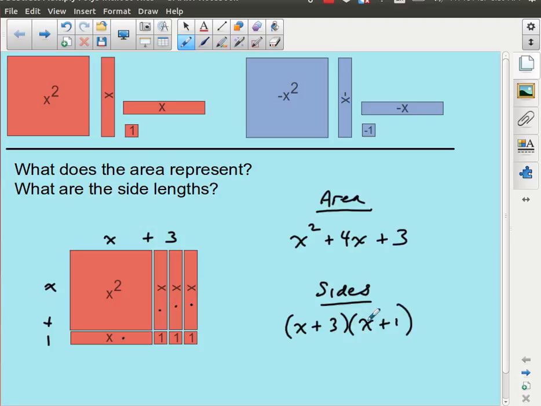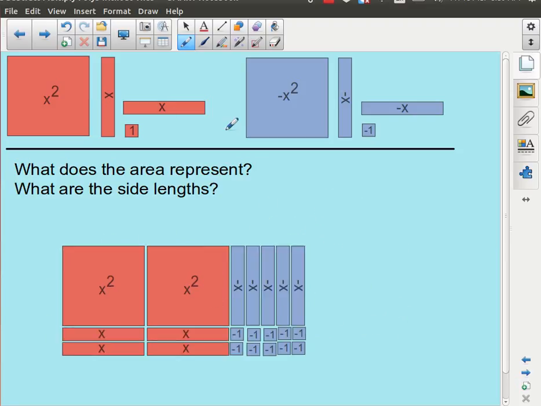And the interesting thing, the reason why algebra tiles are useful to us, is that if we multiply the sides, x plus 3 and x plus 1, together, well, multiplying length times width gives me an area. So these two things are equivalent to each other algebraically, and that's what we're going to be moving on to today.